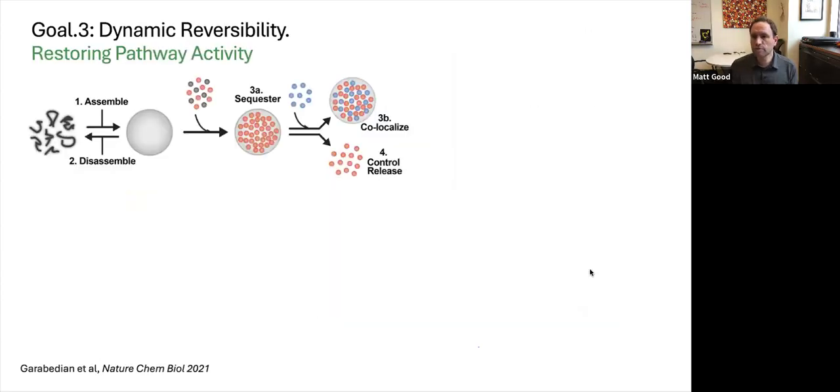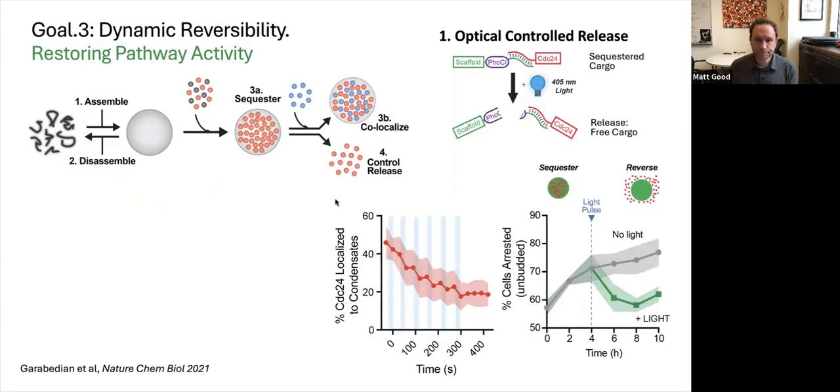But of course, our goal was to go beyond just constitutive insulation. So we really wanted to have reversible or dynamic control over the pathways. I'll show you 2 strategies that, once we sequester the component, show how to actually release these on demand and restore functionality. So we developed 2 strategies. The first I'll show you here is an optogenetic one.